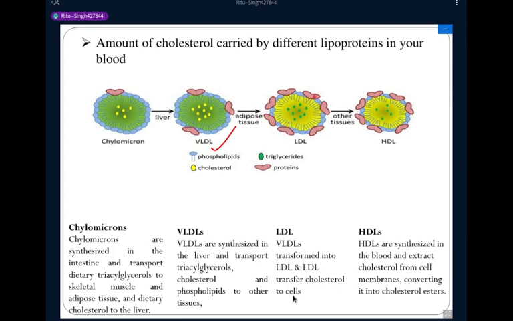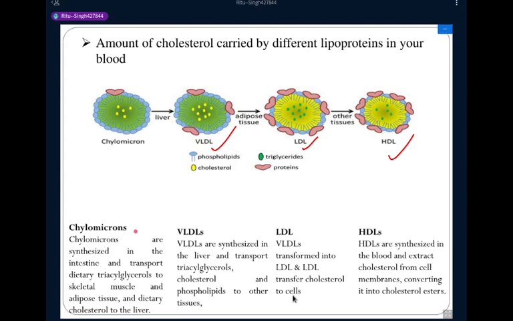The third component of lipoprotein is LDL, low density lipoprotein. And the last component of this lipoprotein is HDL, high density lipoprotein. So these are the 5 components of lipoprotein in our blood.